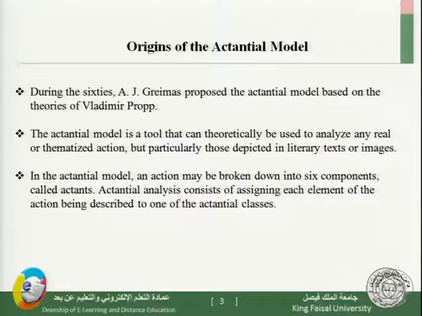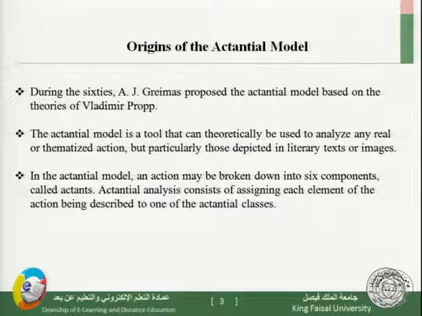The origins of the actantial model. Well, it appeared in the 1960s. It was developed by A.J. Greimas, and he developed it on the basis of Vladimir Propp's 31 functions, the Morphology of the Folktale, that we've seen when we studied formalism. So Greimas developed the actantial model from Vladimir Propp's Morphology of the Folktale.